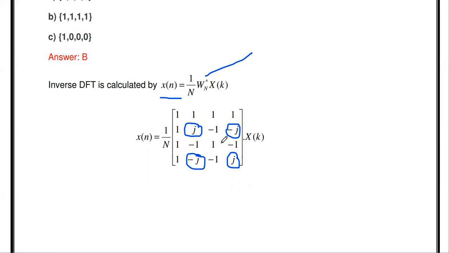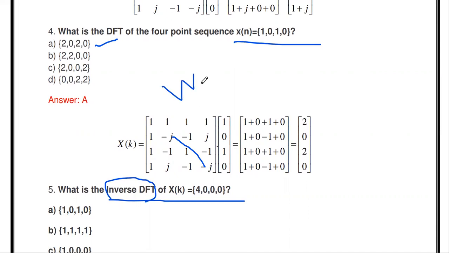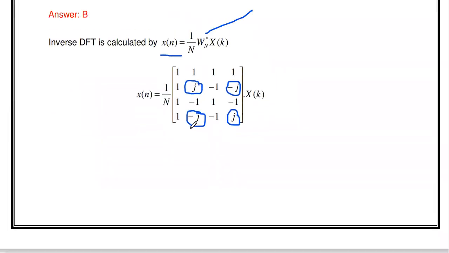In the previous problem, these two values are minus j, these two values are plus j if it is a Wn matrix. Okay, but here we are using the Wn complex conjugate matrix. So here the minus j is replaced by plus j. These two diagonals with plus j are replaced by minus j.